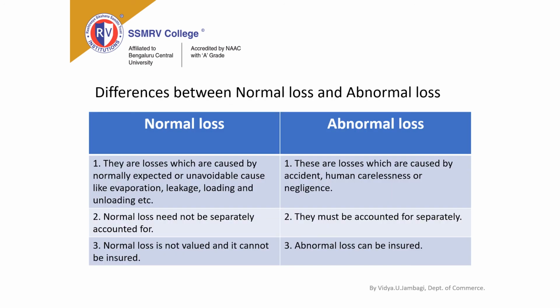Let us look into the differences between normal loss and abnormal loss. Normal loss is caused by normally expected or unavoidable causes like evaporation, leakage, loading and unloading, etc. Whereas abnormal loss is caused by accident, human carelessness or negligence. Normal loss need not be separately accounted for, whereas abnormal loss must be accounted for separately. Normal loss is not valued and it cannot be insured, whereas abnormal loss can be insured.